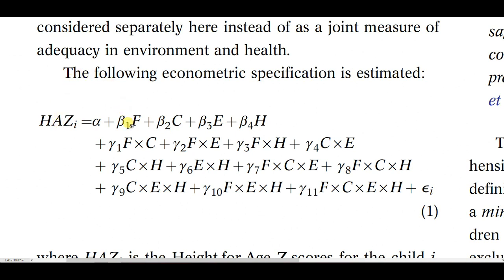What are these variables on the right hand side? F stands for food, adequate in food. C is adequate in care, meaning the child is getting adequate care. E is adequate in environment, meaning the child has adequate WASH access. And H is adequate health. These are the individual variables for food, care, environment and health. These are the interactions. These are two-way interactions, where these are the children who have both adequate food as well as adequate care. These are the children who have both adequate food as well as adequate environment, and so on. Up till here are the two-way interactions.